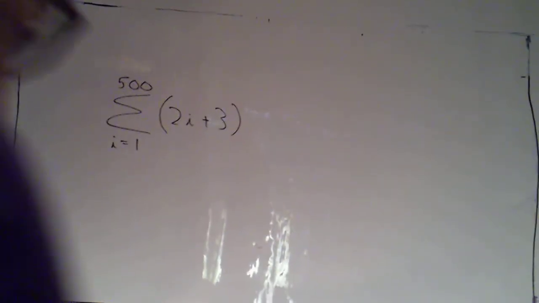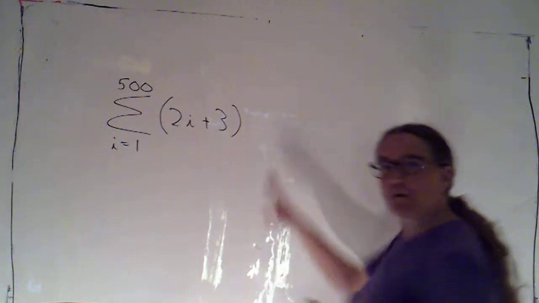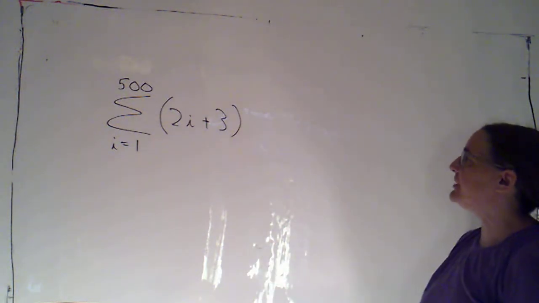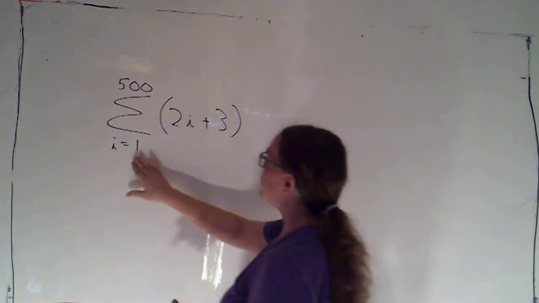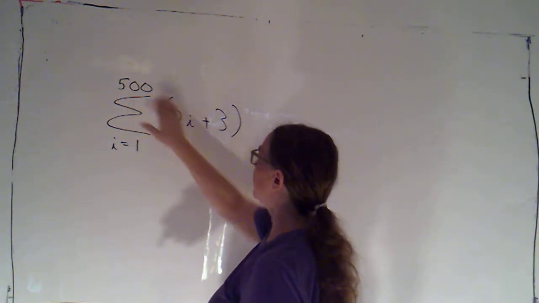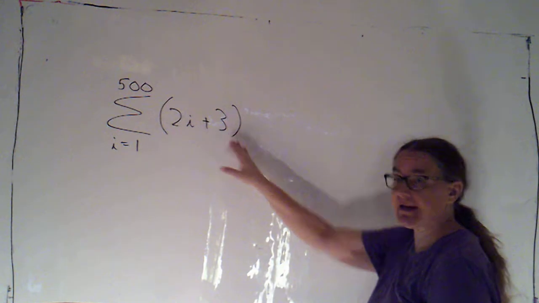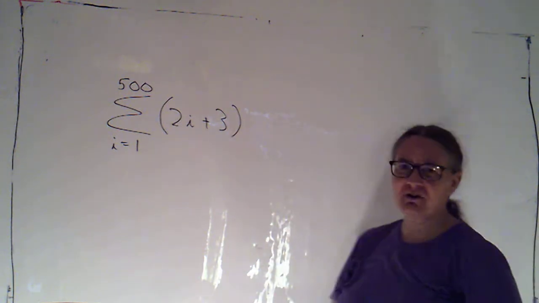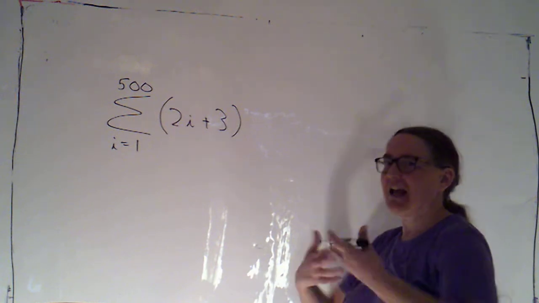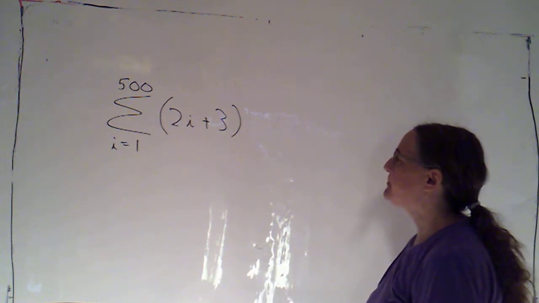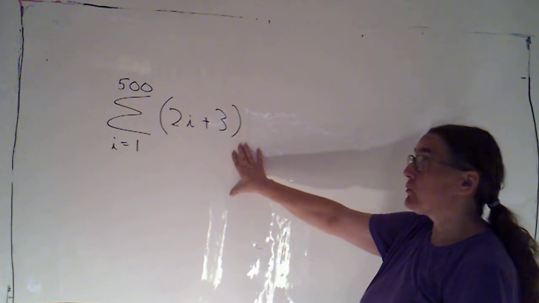In this video, we're going to just practice using the rules and the formulas that we've been developing to evaluate a sum. So here we've got the sum as i goes from 1 to 500 of 2i plus 3. Now with 500 terms in that sum, it would be very tedious to write them out one at a time and do the arithmetic that way.